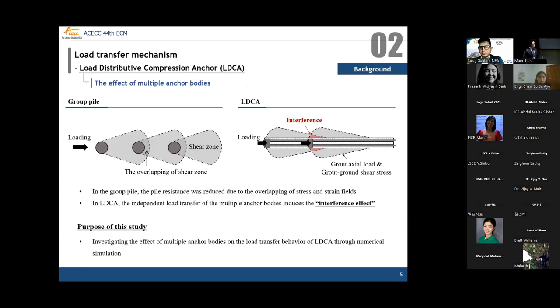So, to supply LDCA to construction sites, it is necessary to evaluate the effect of multiple anchor bodies. Similar to the group pile effect, which reduces the pile resistance due to the overlapping of stress and strain fields, the independent load transfer of each anchor body in LDCA can also induce an interference effect between adjacent anchor bodies. Therefore, in this presentation, I'd like to share the numerical simulation results and discuss the load transfer behavior of LDCA.